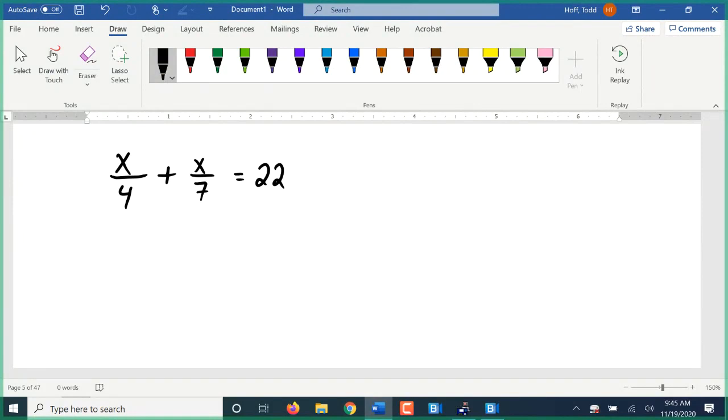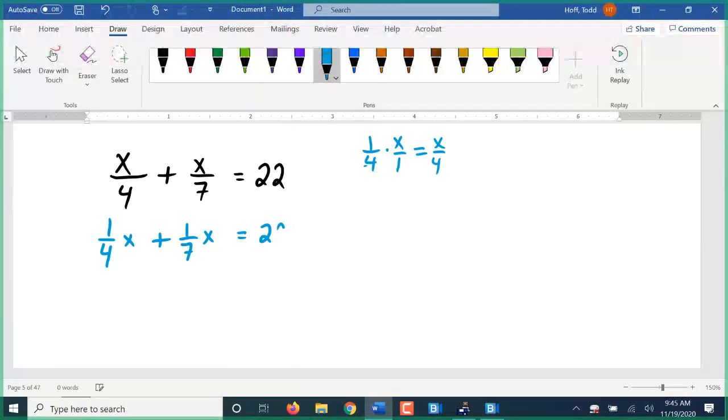For an equation like this, x over 4 plus x over 7 equals 22, there are 2 ways we can approach this. X over 4 can be thought of as 1/4 x. Why? Well, 1/4 times x is going to be 1/4 times x over 1. 1 times x is x, 4 times 1 is 4. So 1/4 times x and x over 4 are the same thing. So the x over 7 can be thought of as 1/7 x equals 22.